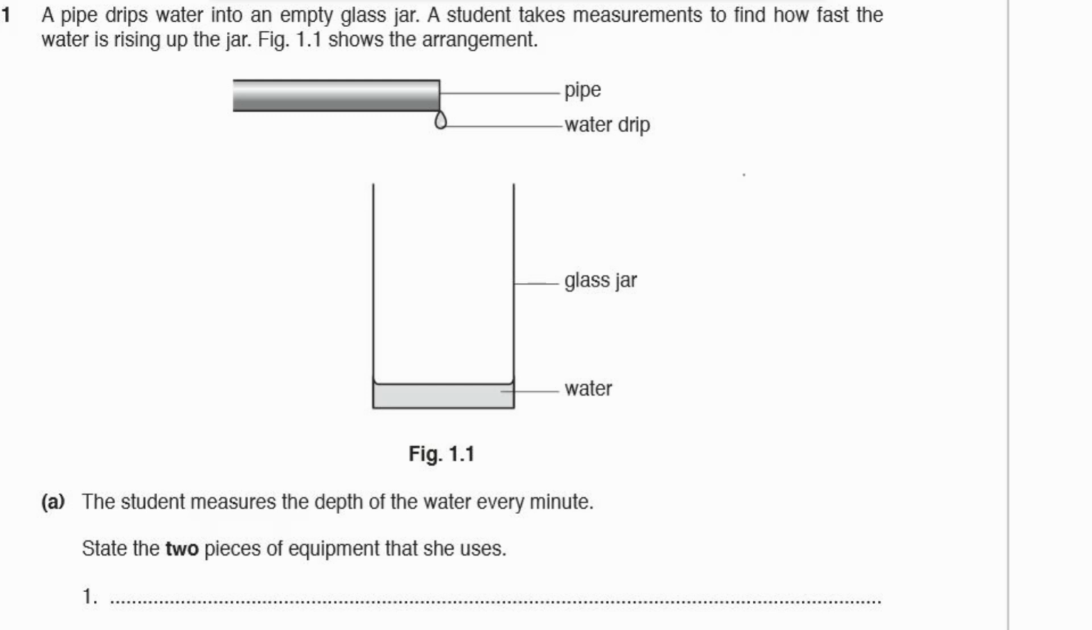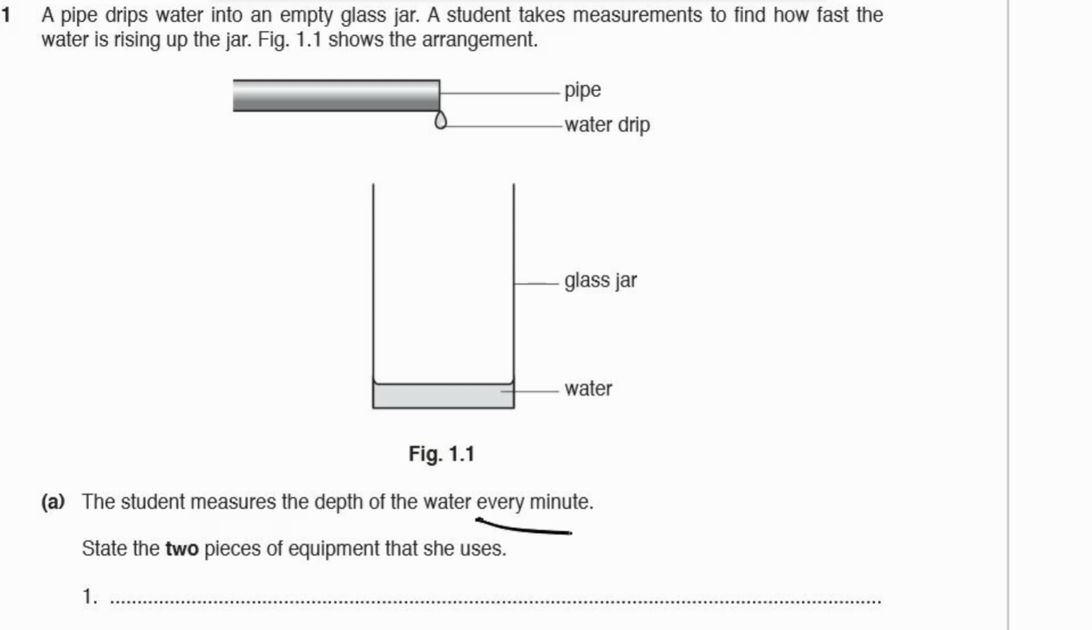A pipe drips water into an empty glass jar. A student takes measurements to find how fast the water is rising up the jar. Figure 1.1 shows the arrangement. Okay, so we've got a pipe, water dripping into a glass jar. Good. The student measures the depth of the water every minute. State two pieces of equipment that she uses.